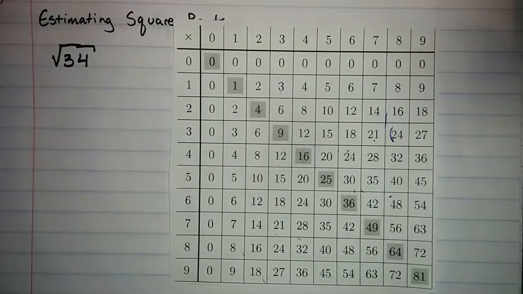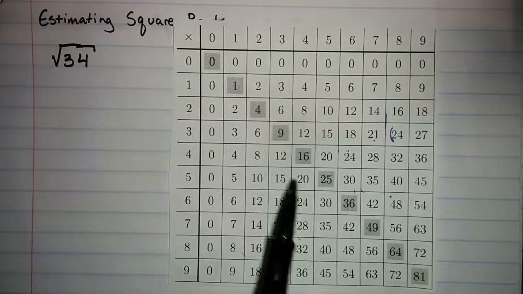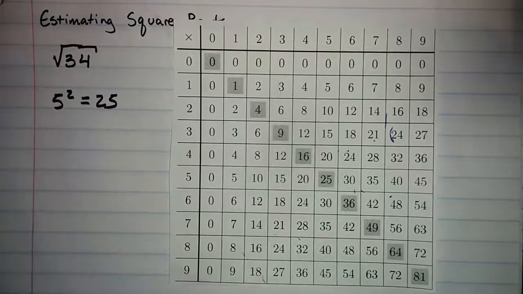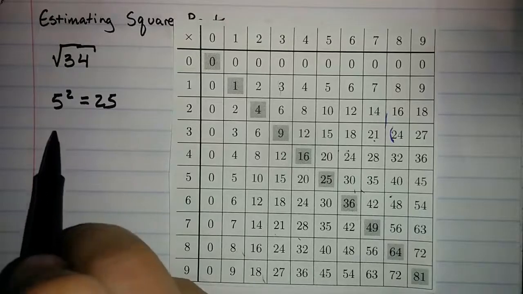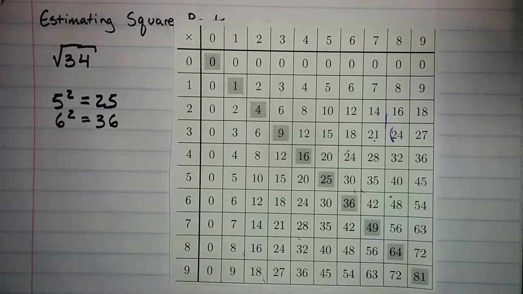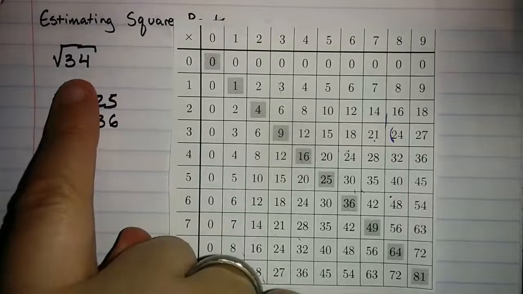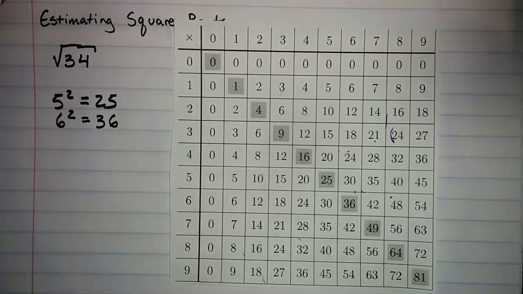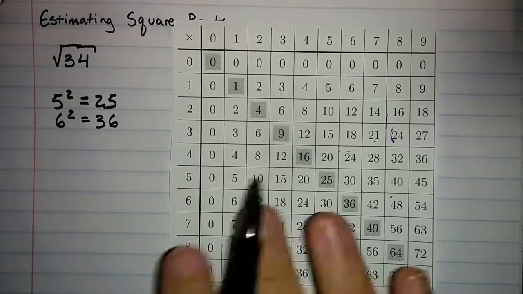Looking at the multiplication table, well, we don't see 34 along the diagonal. More than that, we see that 5 squared is 25, and 6 squared is 36. Of course, the larger the number, the larger its square is going to be. So if 34 has a square root, it's going to have to be somewhere between 5 and 6.